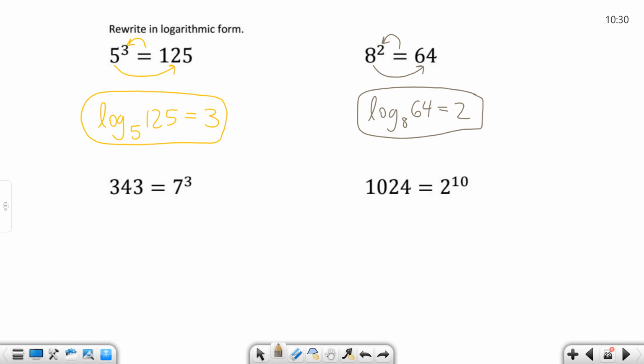All right, so let's look at 343 equals 7 to the 3rd. And again, it doesn't matter which side our base is on. Here our base is on the left. Here our base is on the right. It doesn't matter. We start with the base. So again, we're changing to a logarithm. Write the log, then start with the base and go across the equals. Log base 7 of 343, and then equals what? Equals 3.